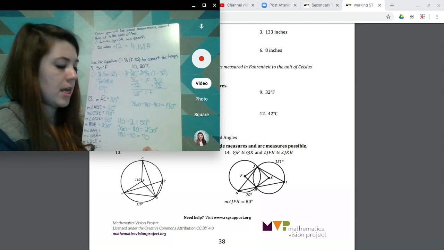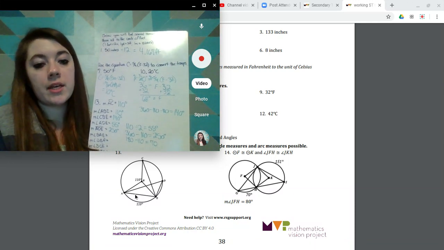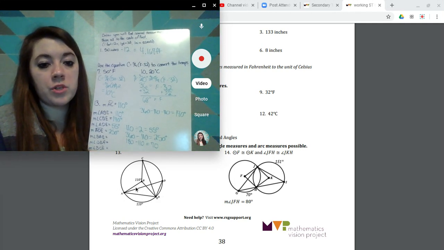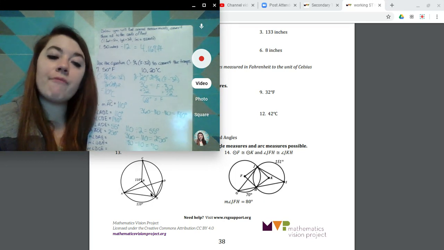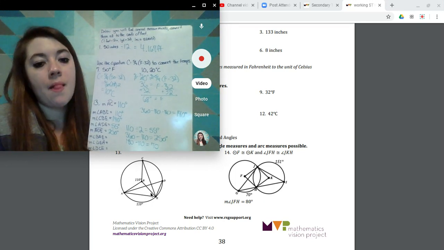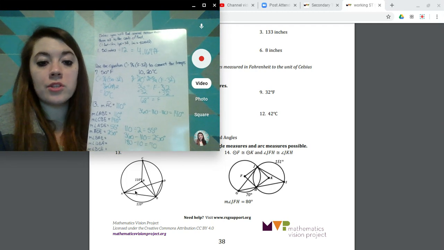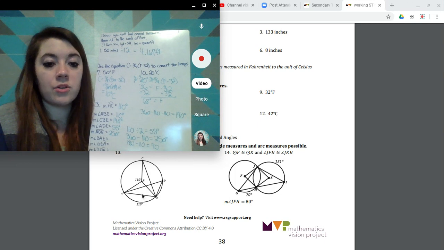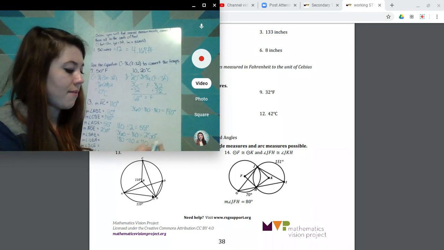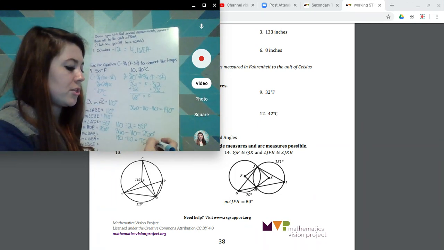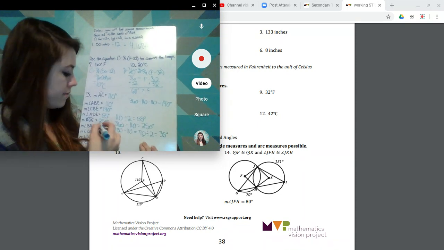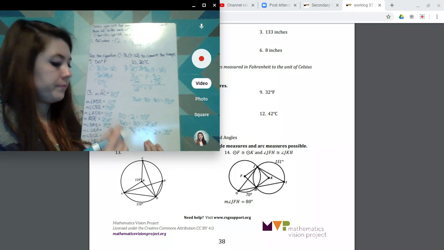Correct. It equals 70. Now, this angle is not 70 degrees, but AB and EB are both radii of the circle, which means they're the same length. And if we have two sides in a triangle that are the same, that means it's isosceles, which also means the base angles are also the same measure. So these two angles have to add up to the 70. So that means we can divide by 2. And 70 divided by 2 is 35 degrees. Excellent.